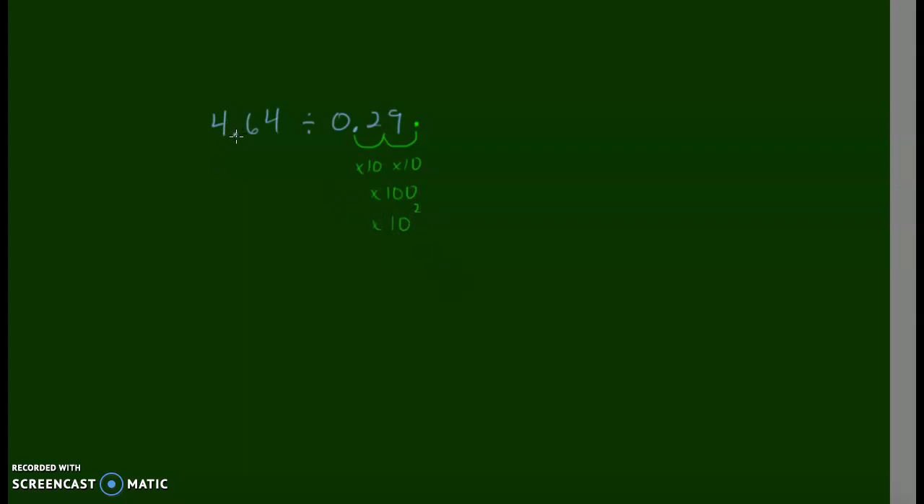When I come over here to the dividend, the number that's being divided, I multiply it by 100, so that's going to be my times 10 again for 100. So my decimal point ends up there. So my new problem is going to be 464 divided by 29.